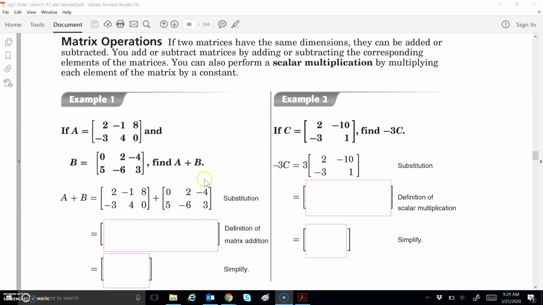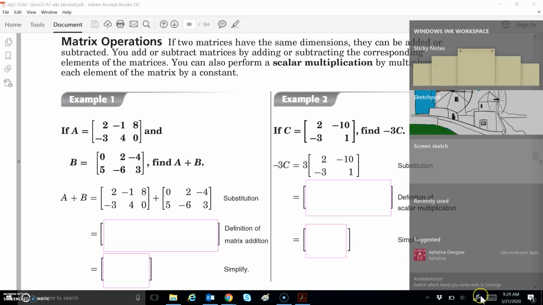Alright, so if A, so this is 2 rows and 3 columns, so 2 by 3. B, 2 rows, 3 columns. So they have the same dimensions, so we can add them. So they say add. So what we're going to do is add each position to the same position. Okay? So here we go.